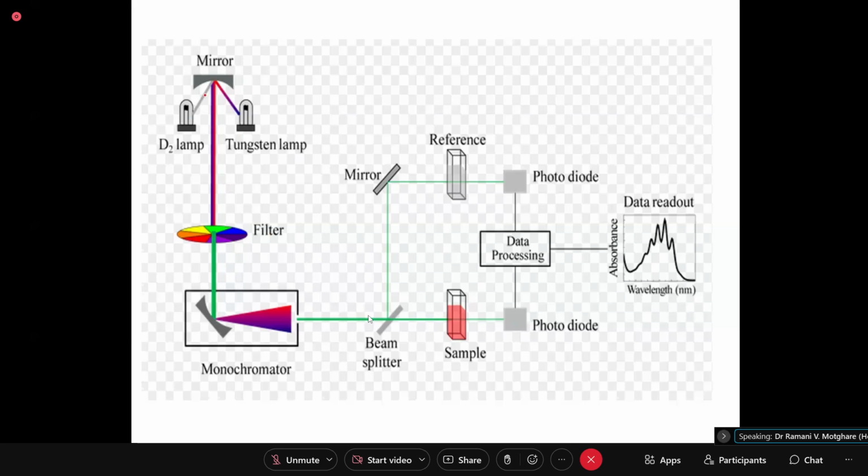Which is UV visible. When you say UV, the instrument should have a deuterium lamp, so when you select a wavelength in the UV region, this will be turned on. And for visible light, you use a tungsten filament lamp, and there is a monochromator, generally a diffraction grating, which will give you single wavelength light which passes through the sample. Some part of it is absorbed by the sample and the rest is transmitted, whereas everything is transmitted in your blank solution.